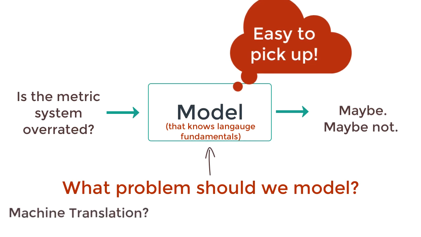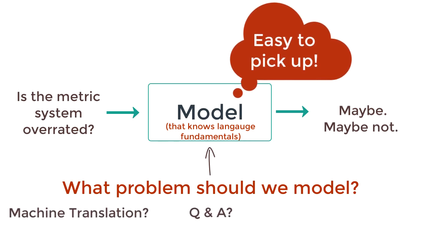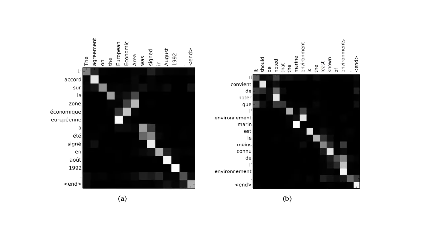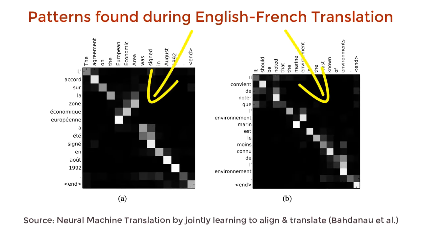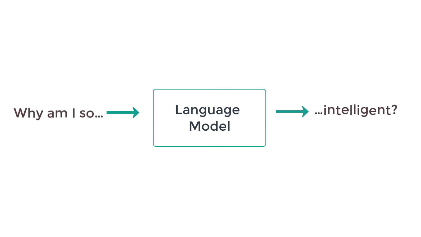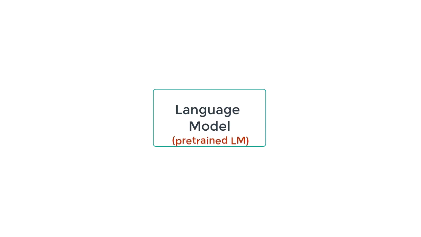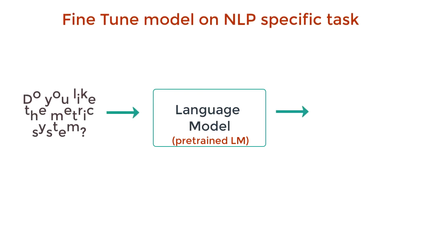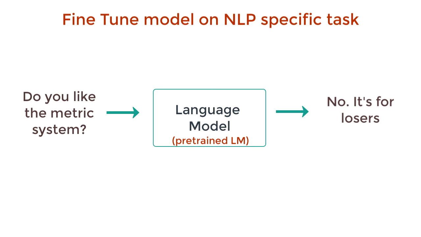Is it machine translation or question answering or chatbots? Well, none of those really, because models on these problems tend to learn patterns in data rather than the languages themselves. The problem that captures language the best is language modeling. Given a part of a sentence, predict the next word. It captures contextual cues. Once we pre-train a language model, we can then use transfer learning to fine-tune this model on a host of other NLP tasks.